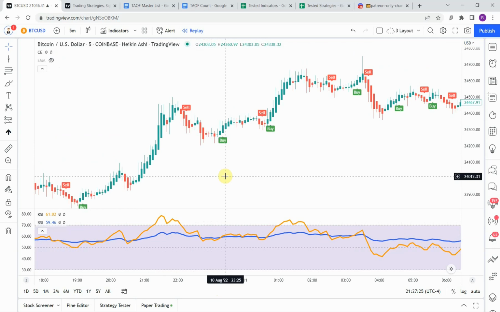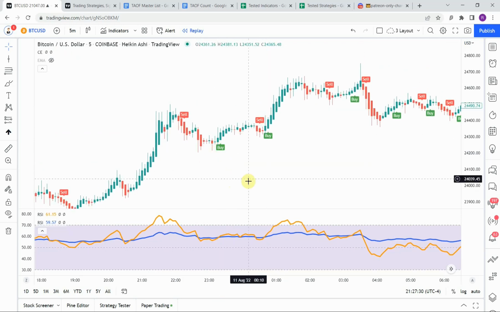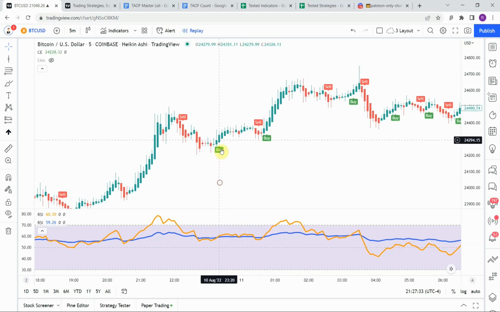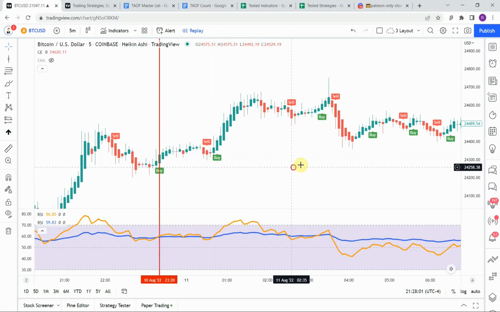All right, so now that we have both of those in place, what we're going to do is look for buy and sell signals. When we get a buy signal, then we are going to look down to our RSIs, and we are going to look for the faster of the RSI, the orange one, to be above the blue one. So if that's the case, then that would be a valid buy signal right there. We get the buy label, we get the faster RSI above the blue RSI, the slower one. That would be, again, a valid buy signal right there.